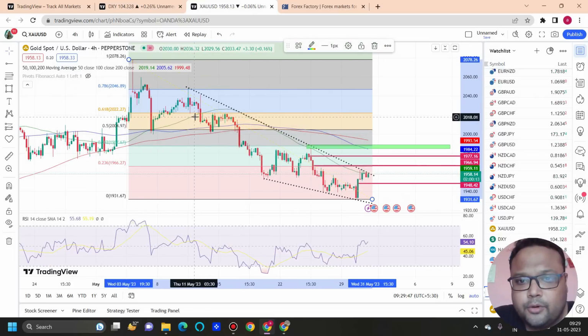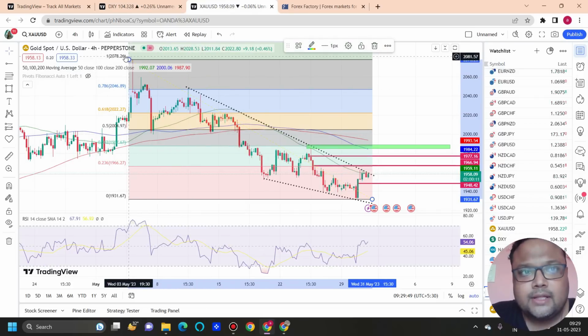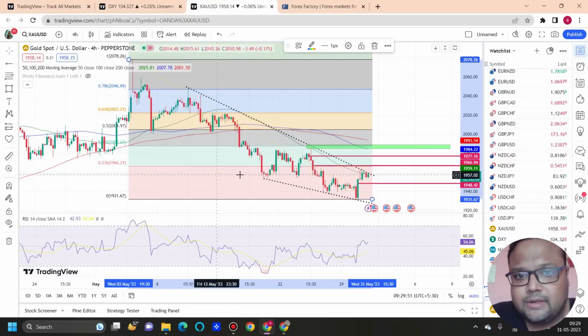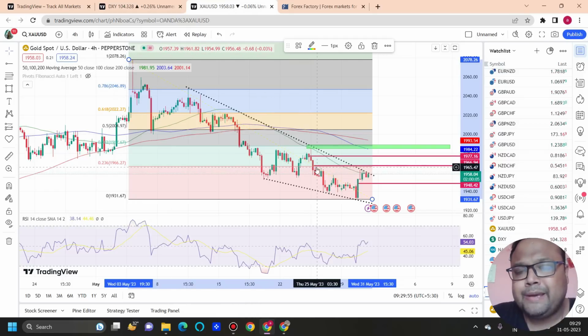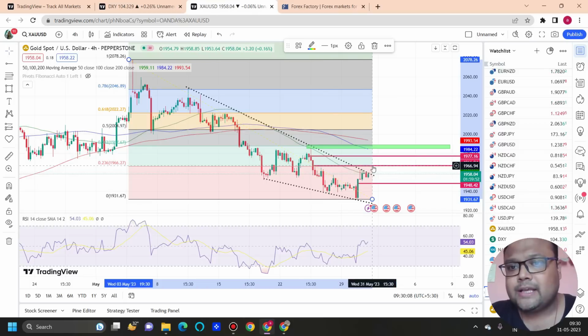We have considered Fibonacci, and you can see that when we are considering Fibonacci from the topmost level, this is the Fibo 23.6%. So as a result, we are expecting some selling pressure around this area. But Fibo 23.6 is not a very strong level, it's a weak level. That's why volatility of the market will matter. If market remains like this, then only you can expect that sellers will be able to push the market down.